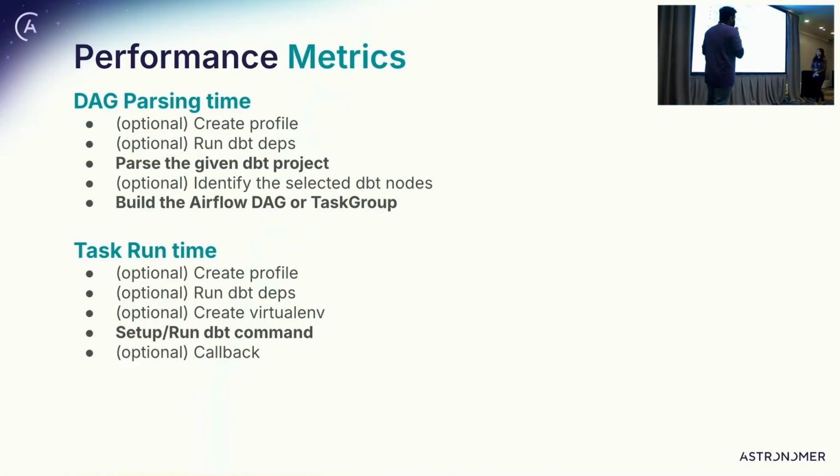Like Tatiana mentioned earlier in the diagram, there are various parameters that could take time. There's DAG parsing time, there's task run time. For DAG parsing, these things happen: we create the profile, dbt deps is run, and then we parse the dbt project to convert it into an Airflow DAG. Then you could select some dbt nodes optionally, and then also build the DAG or task group finally. Similarly, in the task runtime, the main thing that happens is it actually runs the dbt command, and these are the optional steps that happen.